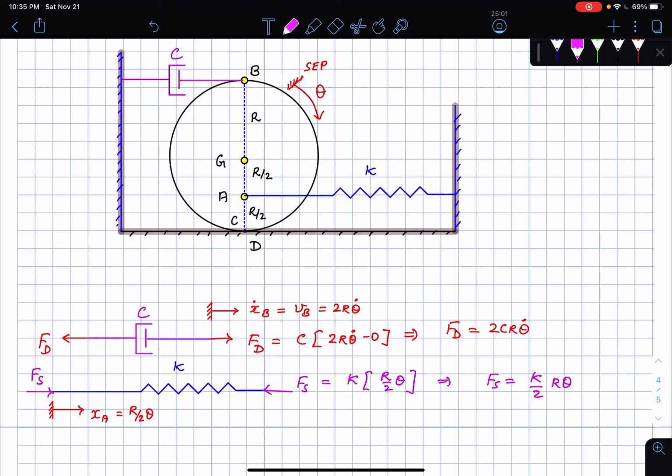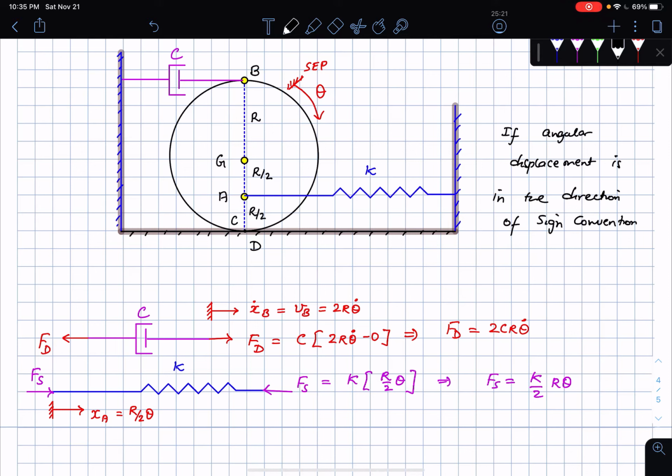Okay, so if the direction of the angular displacement is in the positive sense, then the spring is going to get compressed. I want to make a note of this: if the angular displacement is in the direction of the sign convention shown, then it will get compressed. It will be in compression. Which is quite evident to see here.